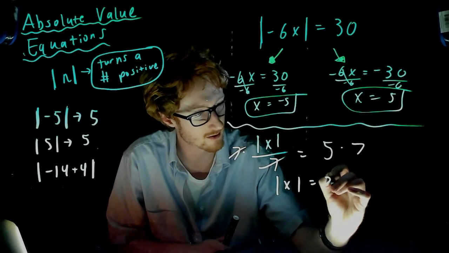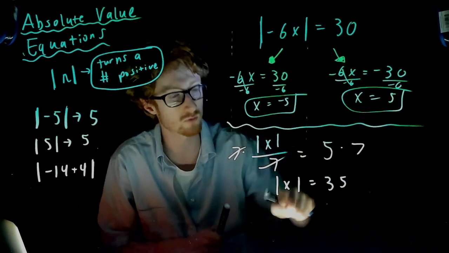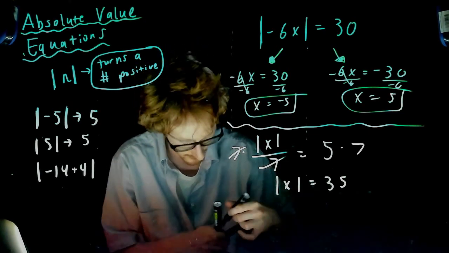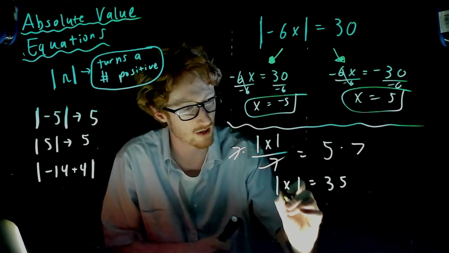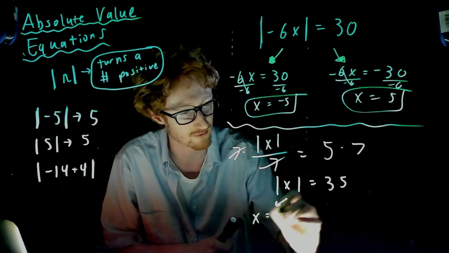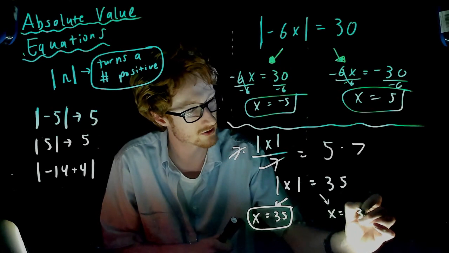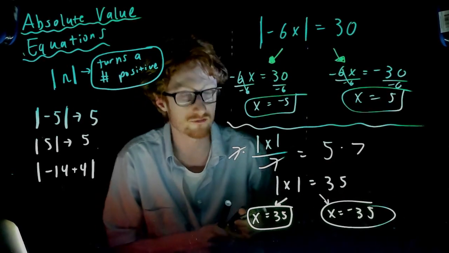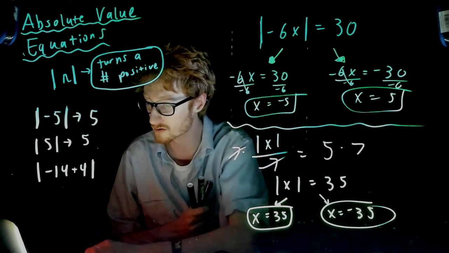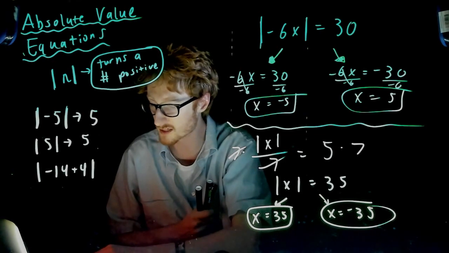Now at this point, we just have to break it up into two, because once your bars are by themselves, that's when you split up into two separate equations, okay? So I'm going to do x equals a +35, and you're really done at that point. And then x equals a -35. So again, what this means is you're going to have two separate answers, like I said, because you have two separate inputs that essentially give you the same answer, okay?